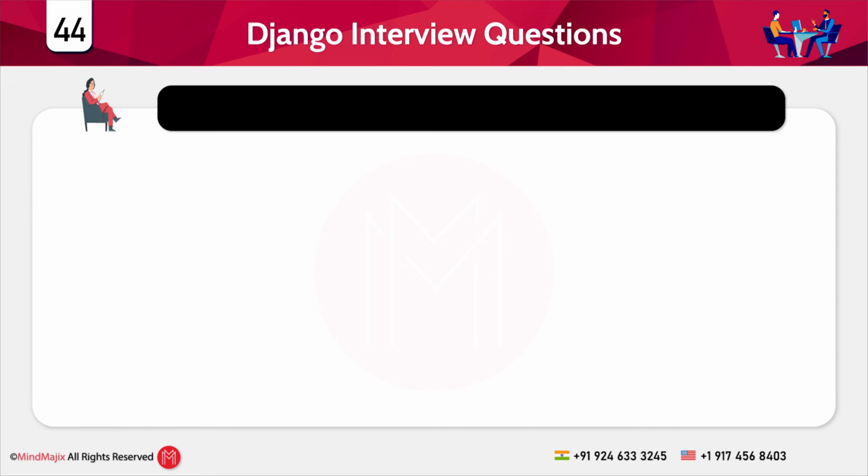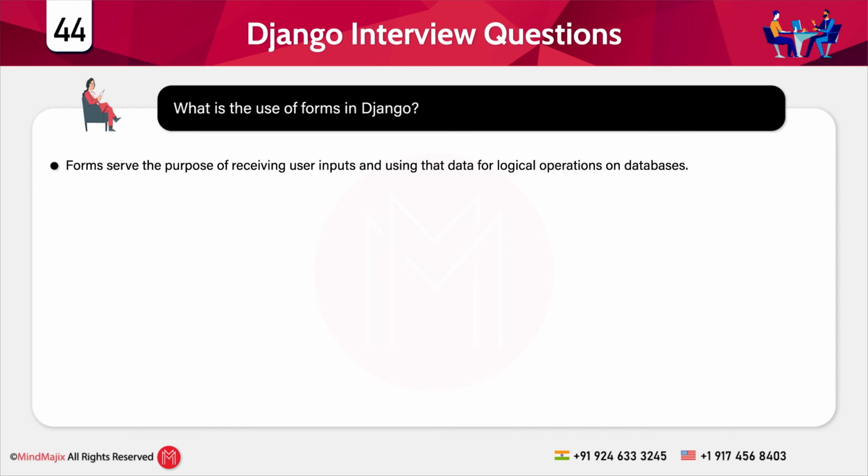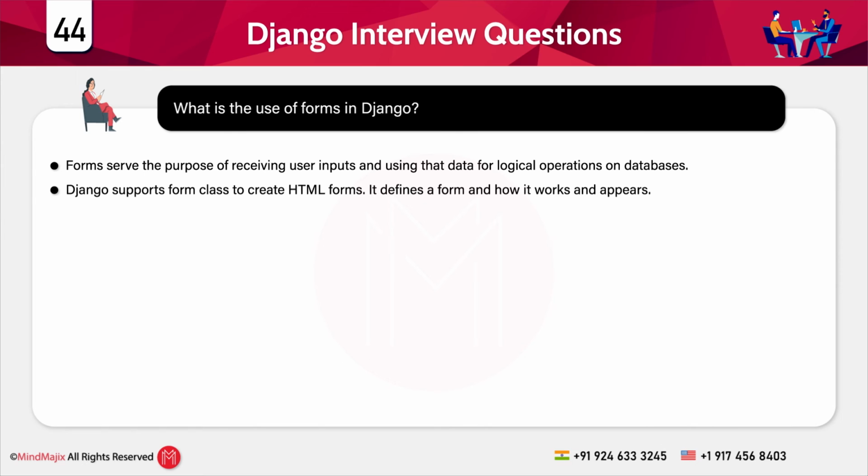The next question is, what is the use of forms in Django? So forms serve the purpose of receiving user inputs and using the data for logical operations on databases. So Django supports a form class to create the HTML forms. It defines a form and how it works and appears. If you talk about Django forms, there are a few parts to it. It prepares and restructures the data to make it ready for rendering. It creates the HTML forms for the data. It processes submitted forms and the data from the client.